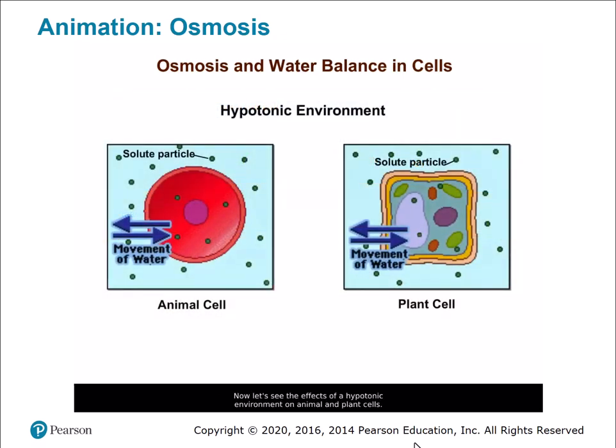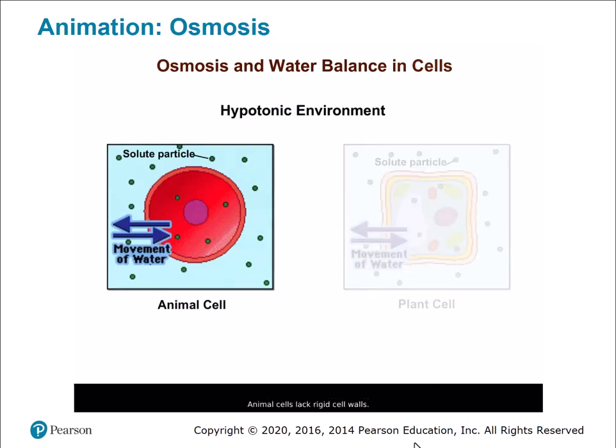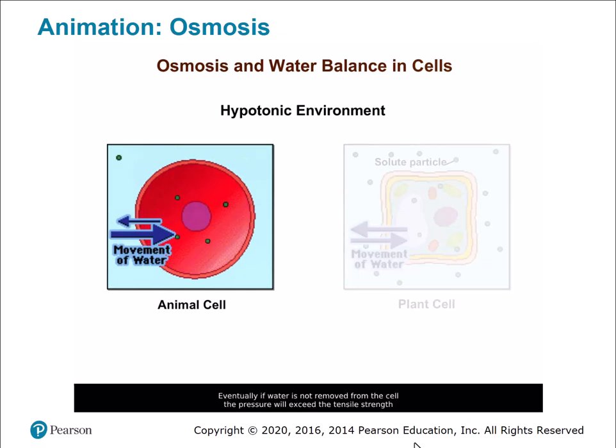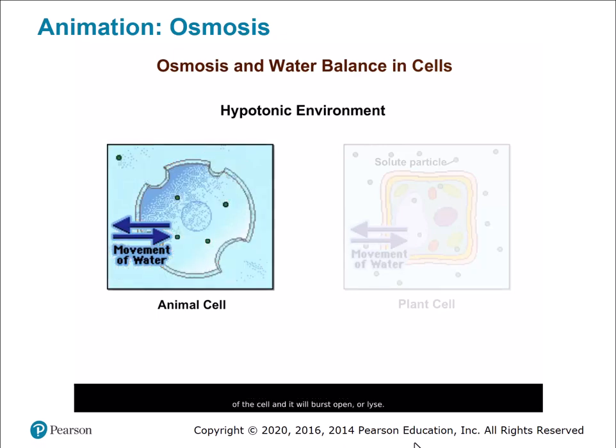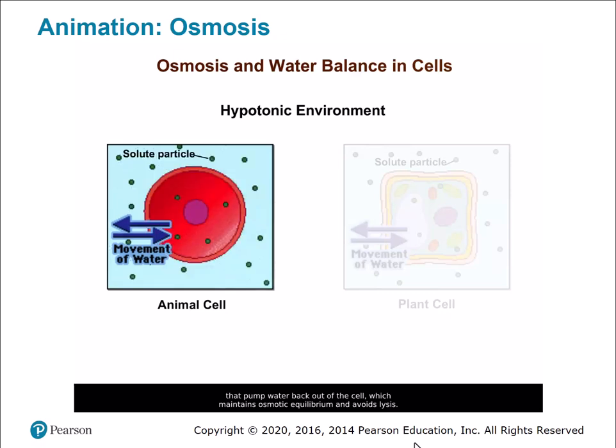Now let's see the effects of a hypotonic environment on animal and plant cells. Animal cells lack rigid cell walls. When they're exposed to a hypotonic environment, water rushes into the cell and the cell swells. Eventually, if water is not removed from the cell, the pressure will exceed the tensile strength of the cell and it will burst open or lyse. Many single-celled protists living in freshwater environments have contractile vacuoles that pump water back out of the cell, which maintains osmotic equilibrium and avoids lysis.